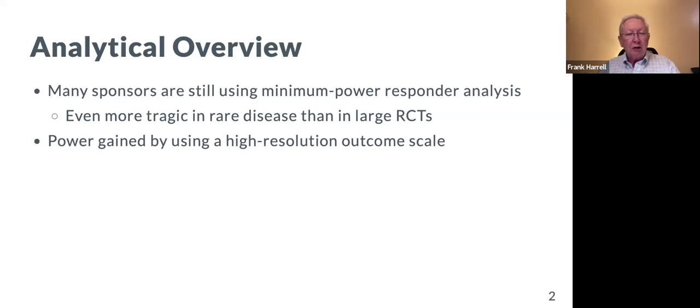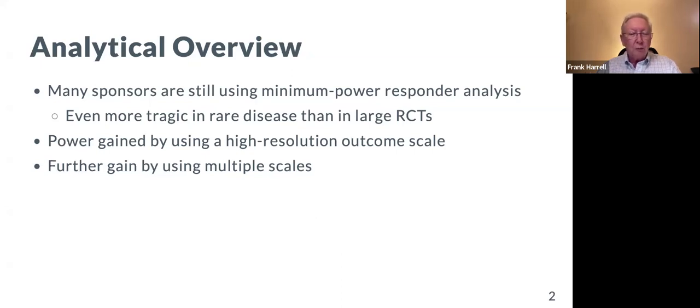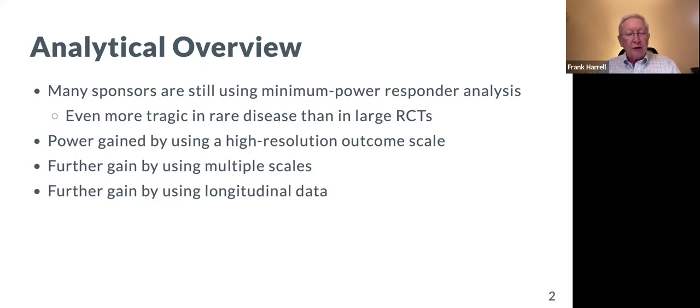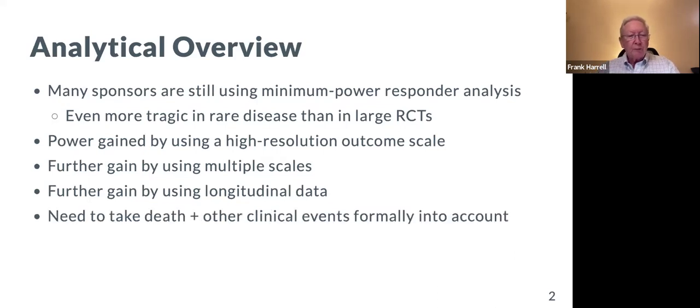Power can be gained a number of ways. One is by not having a binary outcome. So adding more resolution to an outcome scale, more distinct values, either continuous or ordinal with several categories. You can gain power further by using multiple scales if you know how to combine them. And then you can gain power further by using longitudinal data. So of all the things we do in clinical trials, the most high power outcomes are typically longitudinal data with many visits and a continuous outcome.